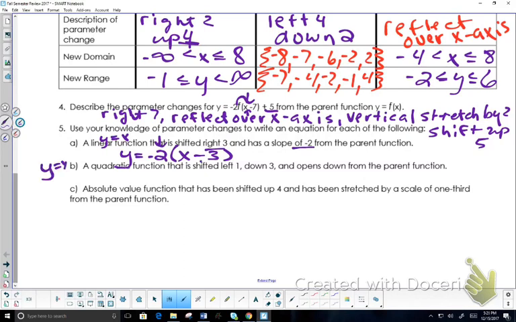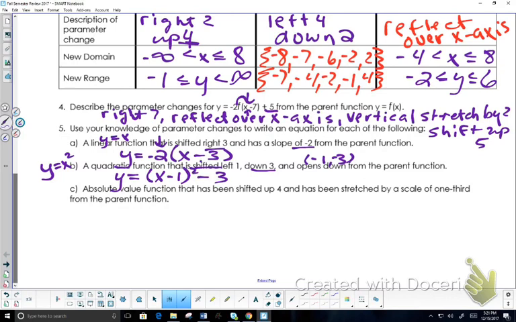A quadratic function, once again the parent is y equals x squared, that is shifted left 1 and down 3. They just basically gave you the vertex, right? -1, -3. So we got y equals, they don't have any stretch or compression vertically, so it goes left 1 and then down 3.